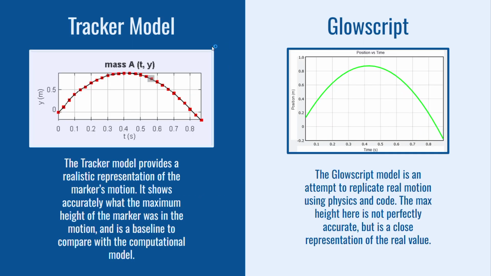So we have both models, the Tracker model and the GlowScript model. The Tracker model is the most accurate, obviously, because it is directly from the video. And so that's kind of the baseline for our GlowScript model, which is an estimation of what we think the max height would be based on our initial values from the Tracker model.